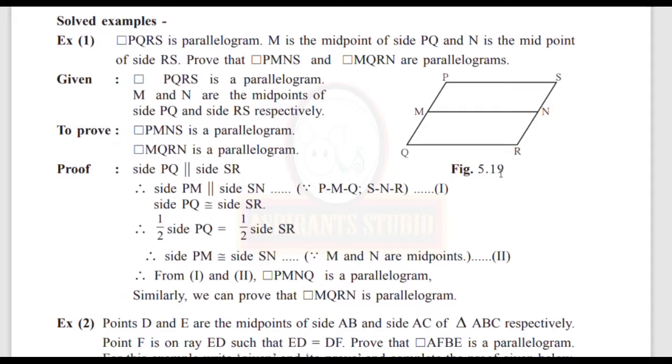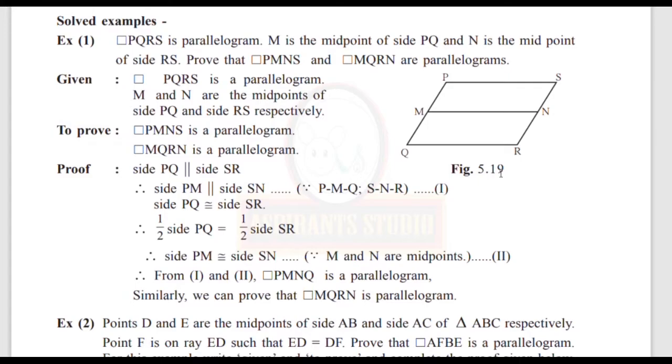Now coming to the solved examples. Example 1. Quadrilateral PQRS is a parallelogram. M is the midpoint of side PQ and N is the midpoint of side RS. Prove that quadrilateral PMNS and quadrilateral MQRN are parallelograms.